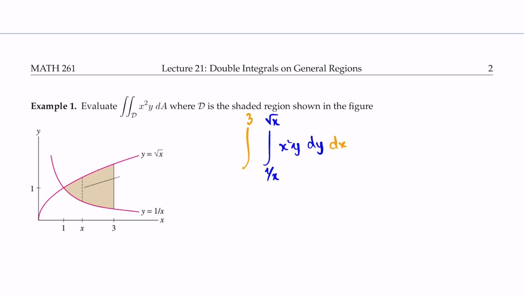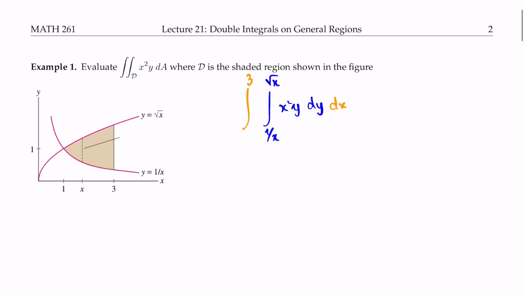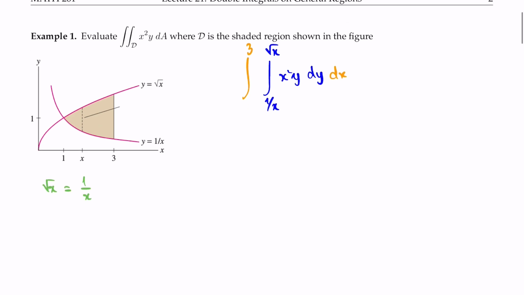In this case, you can see x equal to 1 is the intersection point between the two functions, y equal to square root of x and y equal to 1 over x. You can solve for that as follows. Set these two functions equal to one another, and you get square root of x equal to 1 over x. Square both sides of this equation, and you get x equal to 1 over x squared. Because x is different from 0, you cross multiply both sides, and you get x cubed equal to 1. Solving for this, you get x equal to 1. So x equal to 1 is the left endpoint of the interval. Now this is the setup for the double integral that we want to evaluate.